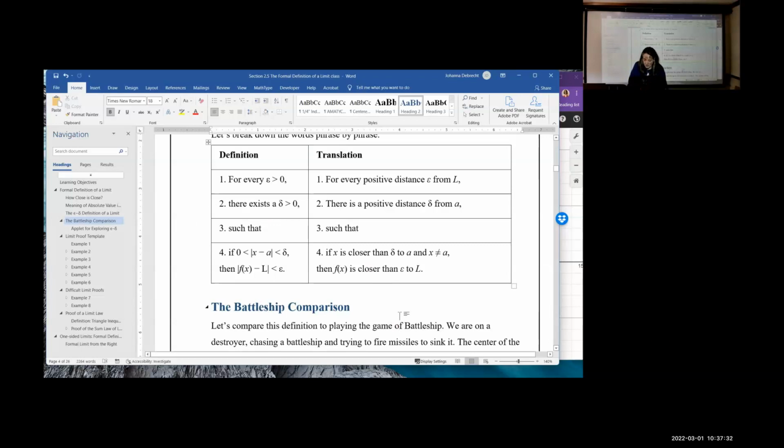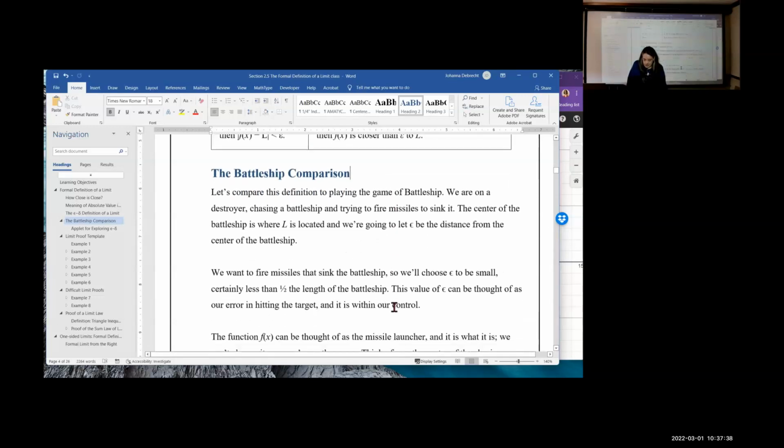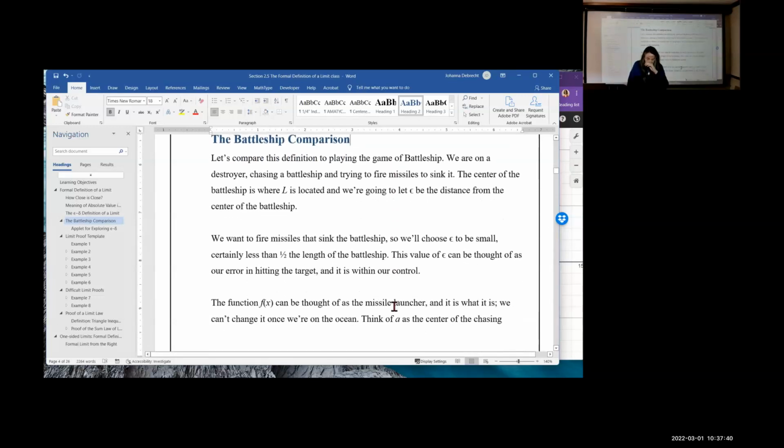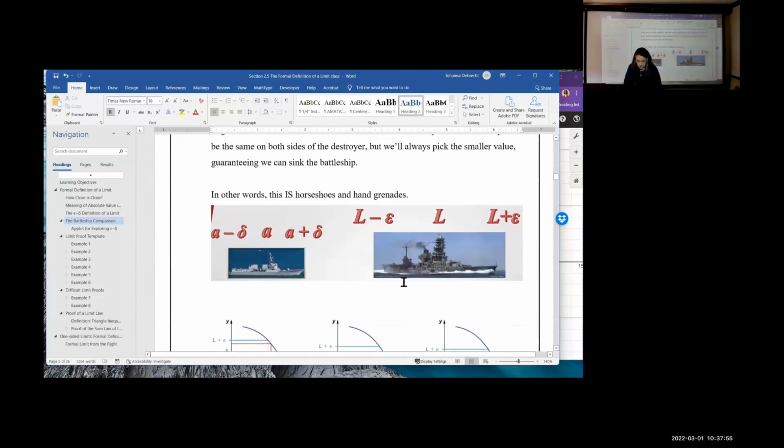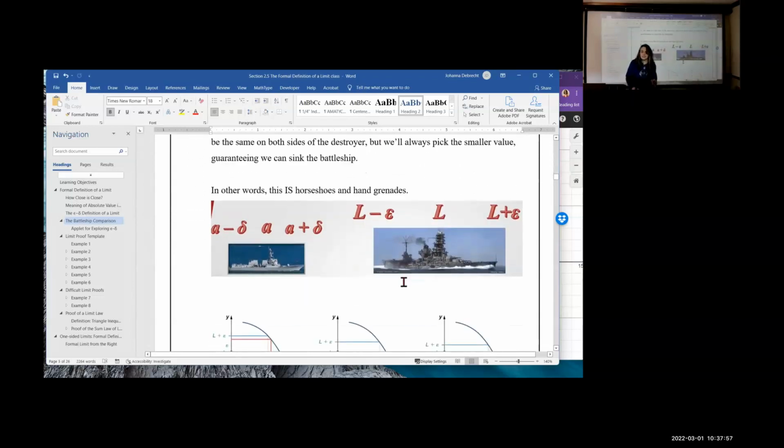Now, what do I think you probably got out of all of that? You're probably very confused. So I've come up with another way of comparing the epsilon delta definition in a real world situation that maybe will make a little bit more sense to you. We're going to play Battleship. Like the game. Although, of course, this gets played out in real life too.